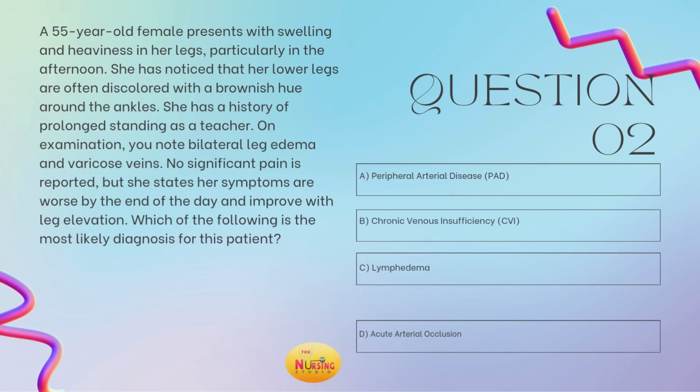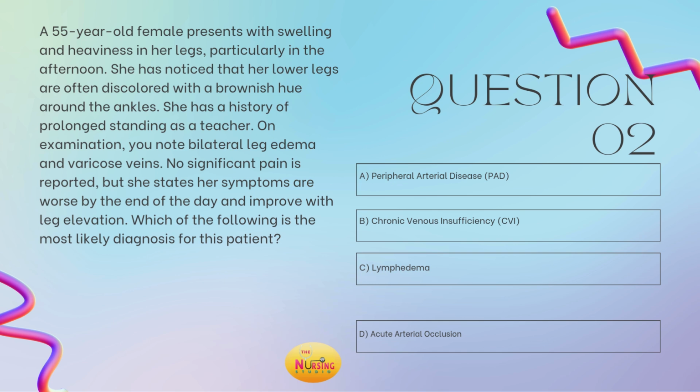All right, question number two. A 55-year-old female presents with swelling and heaviness in her legs, particularly in the afternoon. She has noticed that her lower legs are often discolored with a brownish hue around the ankles. She has a history of prolonged standing as a teacher. On exam, you note bilateral leg edema and varicose veins. No significant pain is reported, but she states that her symptoms are worse by the end of the day and improve with leg elevation. Which of the following is the most likely diagnosis for this patient?